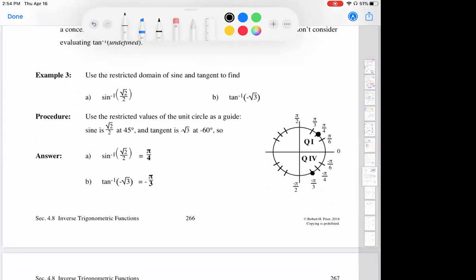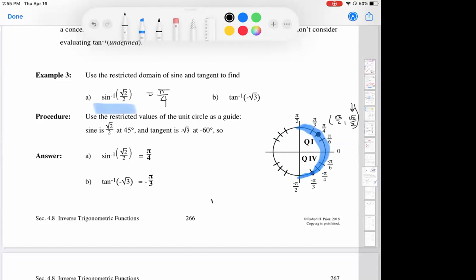Example 3. Use the restricted domain of sine and tangent to find those values. So if it's helpful, maybe you can put your unit circle in a sheet protector. You can always highlight as you're working with it. So for sine and tangent, we have pi over 2 to negative pi over 2. All right, sine inverse of square root 2 over 2. Sine is y, and sine is square root 2 over 2 right here at pi over 4, where the coordinate point is square root of 2 over 2 and square root of 2 over 2. Sine is y. So you get an answer of pi over 4.